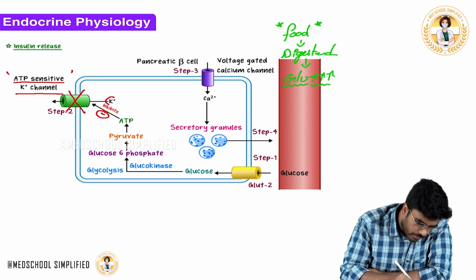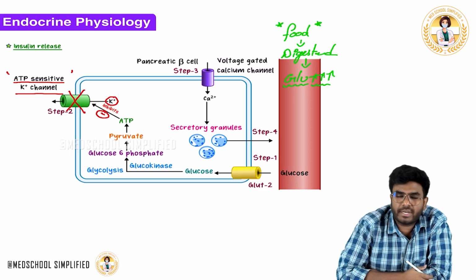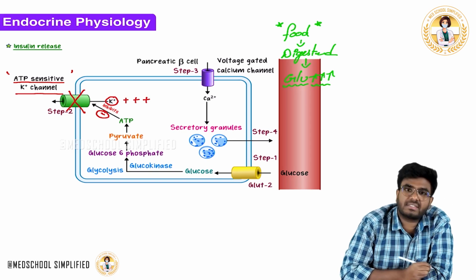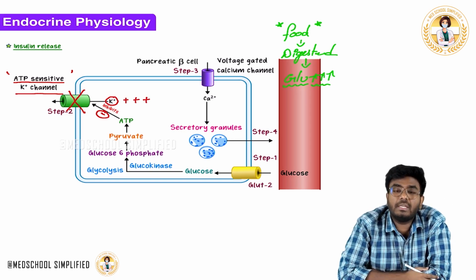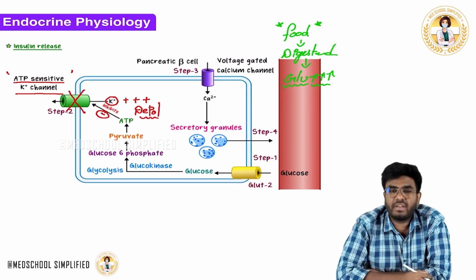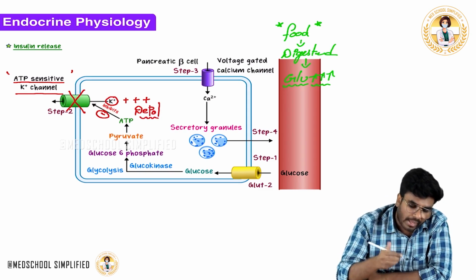Now what happens? Potassium starts to accumulate inside the cell. Potassium is a positive ion. So when the positive ions are accumulating inside the cell, what will happen? The cell will undergo depolarization. Due to accumulation of potassium, there is depolarization. Now, whenever the cell is depolarized, what happens?